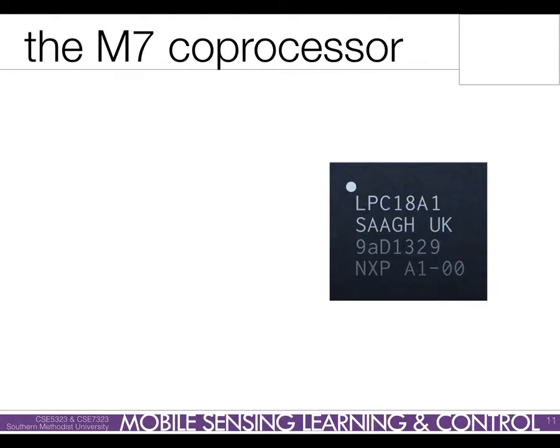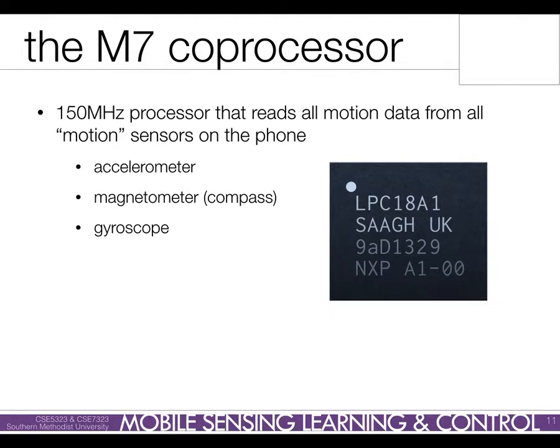This thing is called the M7 coprocessor. It comes along starting with the iPhone 5S. You will see something like this in every single phone in the next probably 2 years. Every smartphone that's built is going to have a chip like this in it. It's a 150 megahertz processor that reads all of the motion data from all of the motion sensors on the phone, right? So the motion sensors on the phone are accelerometers, magnetometers, and a gyroscope. They all feed into this chip, and it analyzes them.